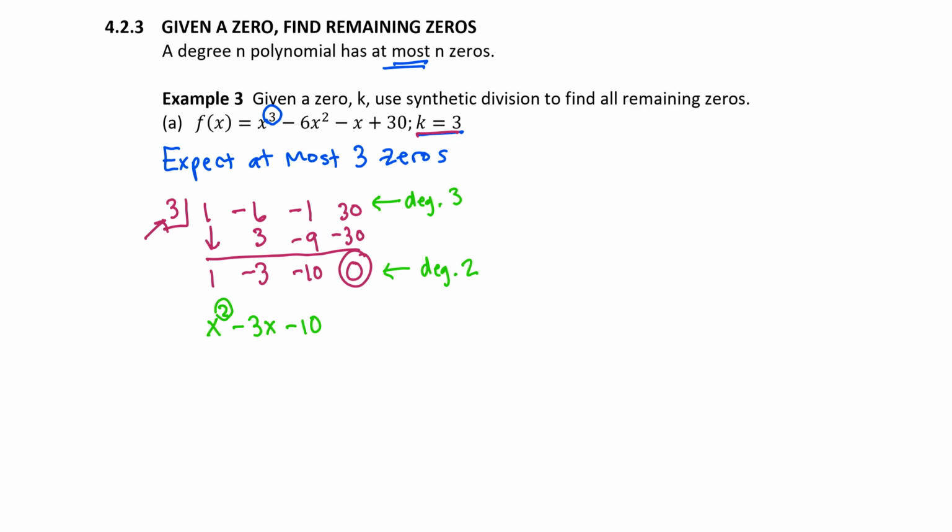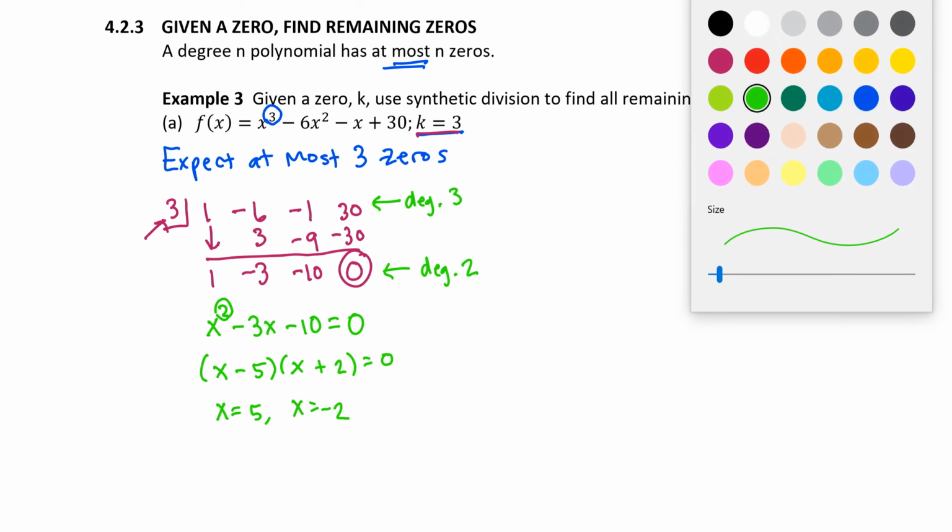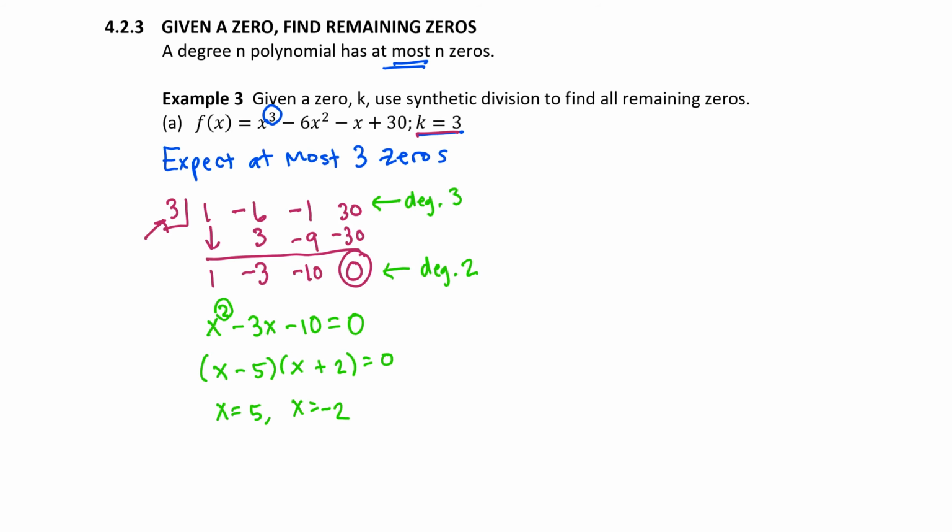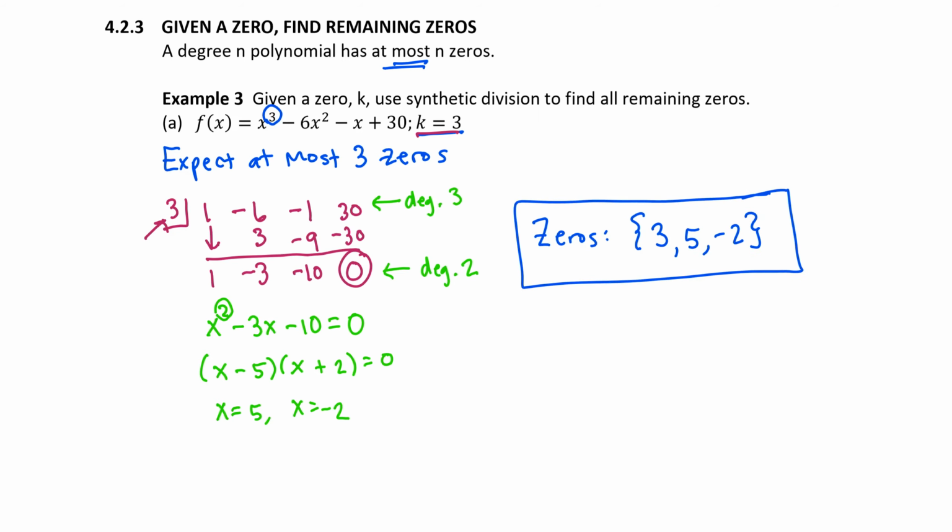The other 2, right? So let's go ahead and set that equal to 0, and we can solve this by factoring traditionally. This one would factor as x minus 5 times x plus 2 equals 0. So our other 2 zeros then would be 5 and negative 2. So altogether, this polynomial does have 3 zeros. They are the given 0, which was 3, and the 2 that we found, 5 and negative 2. I wrote them out of order, but that is a-okay.